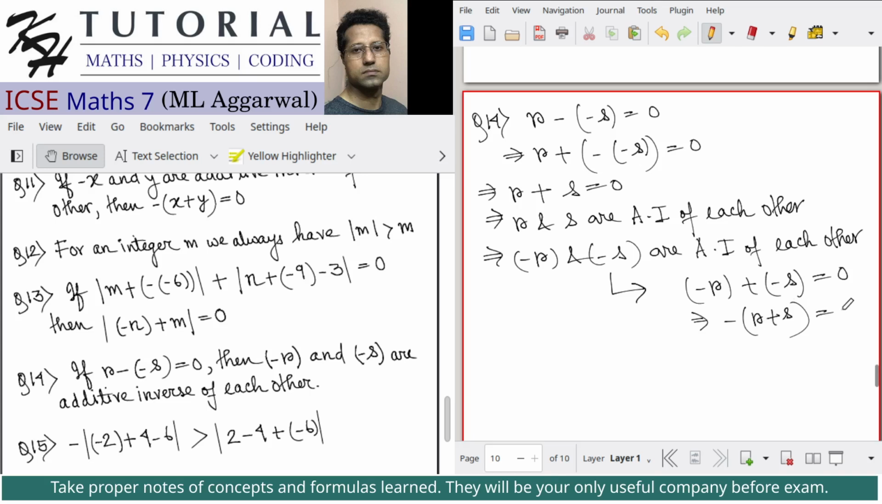So this is equal to 0, and this is a true statement, because we already know that r and s are additive inverse of each other, so r plus s is equal to 0. If r plus s is equal to 0, definitely negative of r plus s will also be 0. So we can say that minus r and minus s are also additive inverse of each other. So this is a true statement.